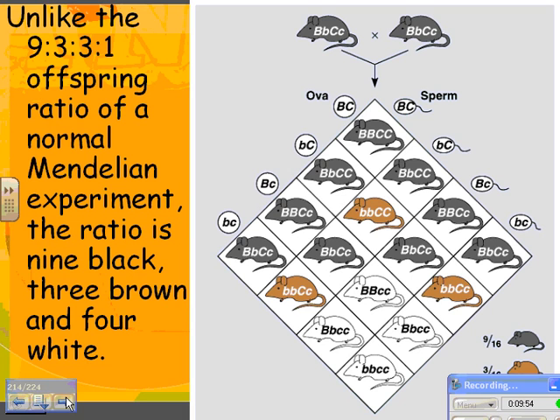So unlike the 9 to 3 to 3 to 1 offspring ratio of a normal Mendelian experiment, the ratio is 9 black to 3 brown to 4 white. So you're kind of combining these.